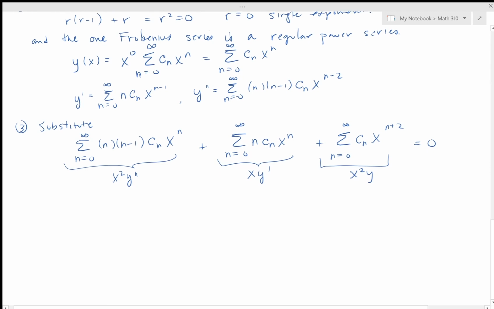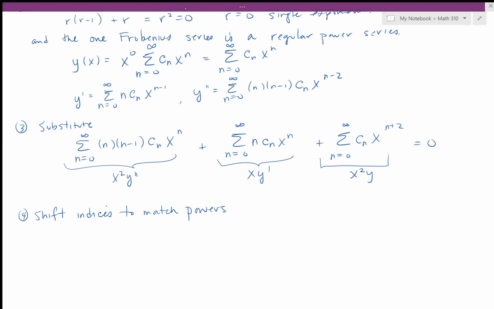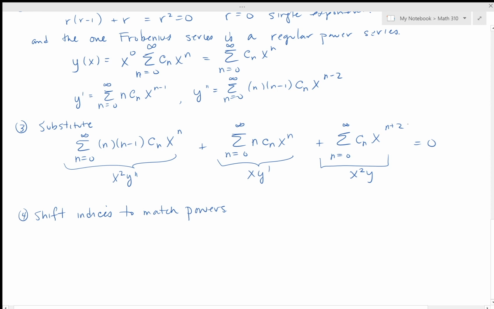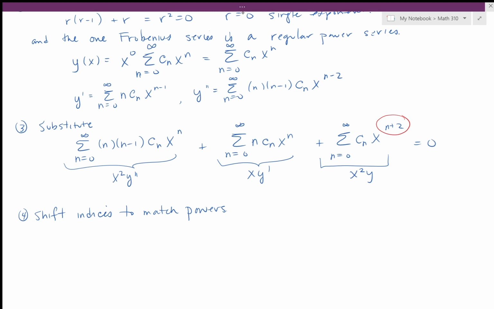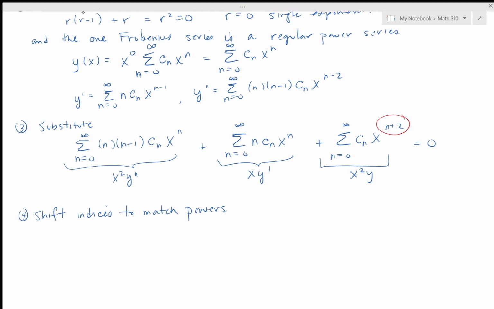Then I shift the indices to match powers. Okay, so I'm going to shift my indices so that all of these things have a power of x to the n, and that will allow me to combine them. So the one, of course, that I have to be careful about is that one right there. So I'm going to shift the indices and make all the powers x to the n, and I will get the following.